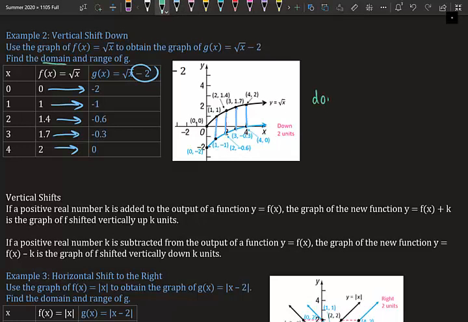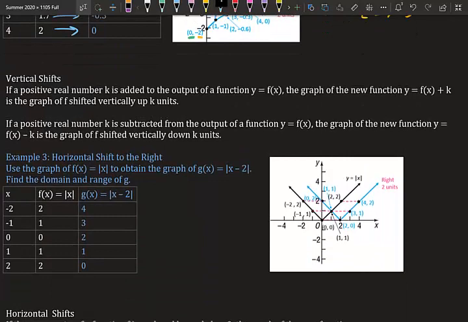So domain, how we find it is exactly the same way. We look at the smallest x of the blue graph. The smallest x is 0, and it's going to the right, so that's positive infinity. And then our range, our smallest y is negative 2, and the graph is going up slowly. It's going up, it is. So since it's going up, it's going to positive infinity.